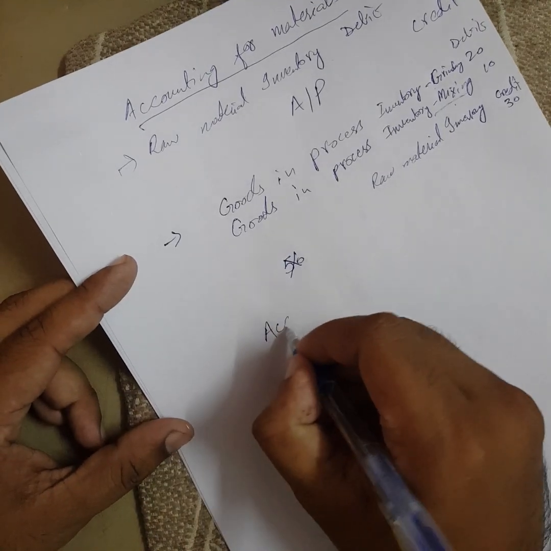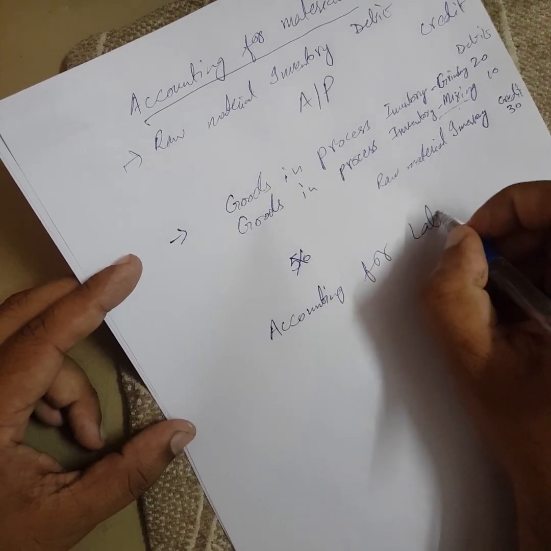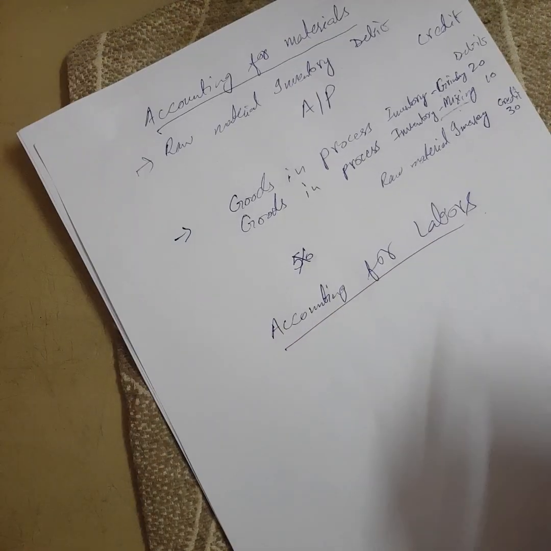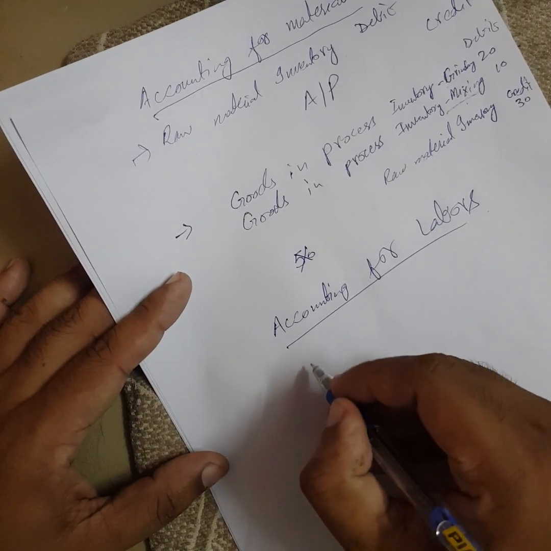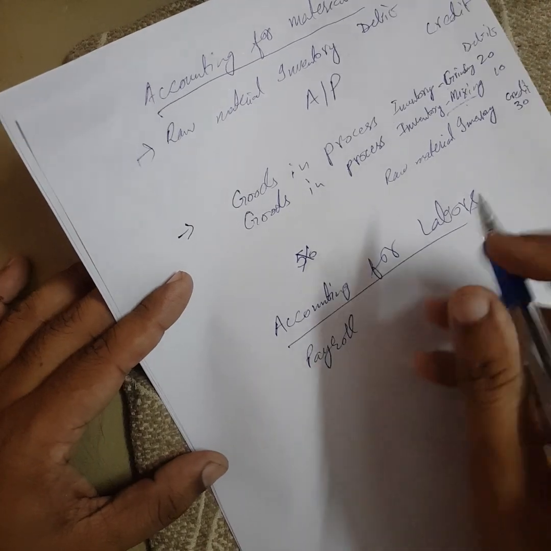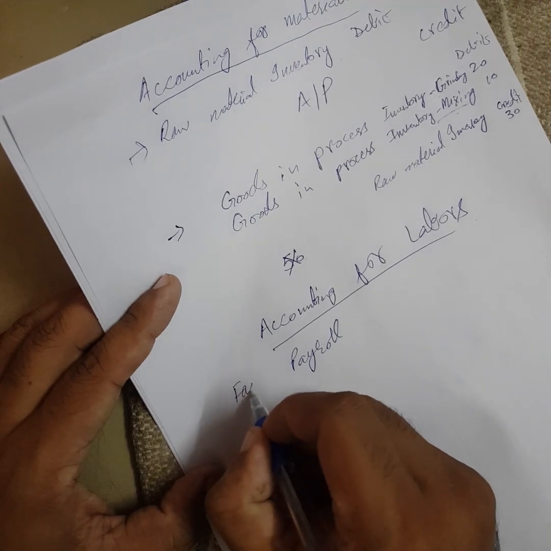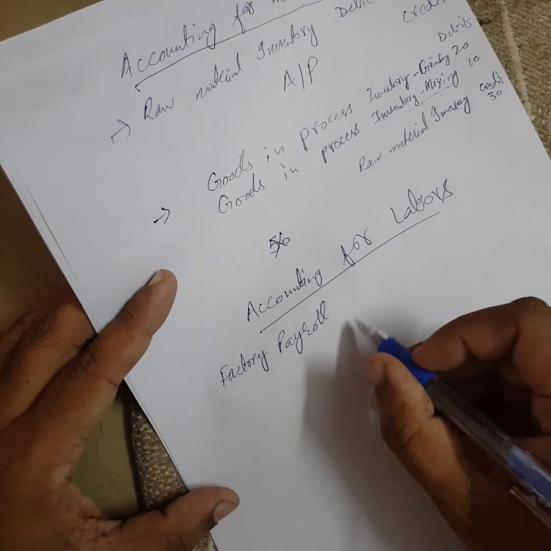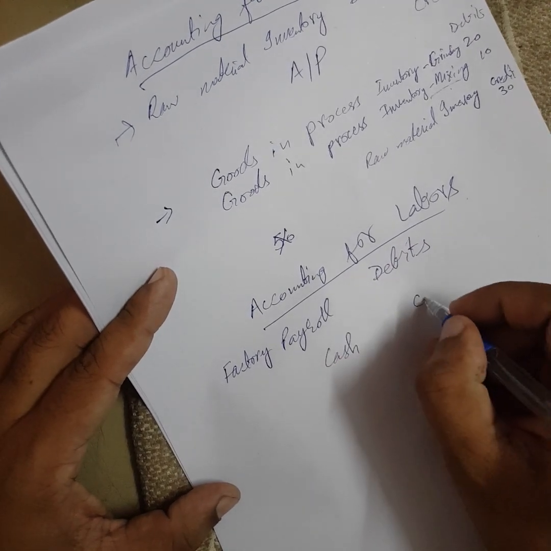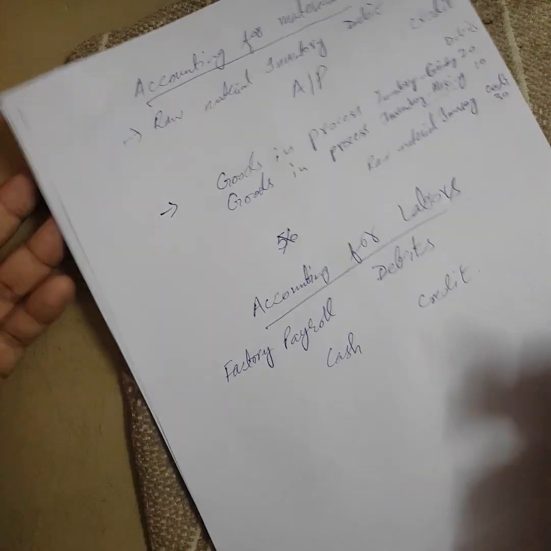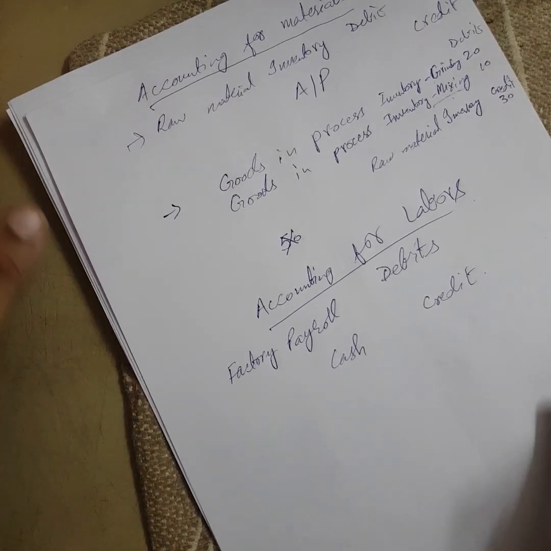Then comes accounting for labors. Here the first entry will be the same. We have paid factory payrolls, as we are dealing with production: factory payrolls debit and cash credit. This is the first entry, as we are paying the wages and payrolls to the factory labors.